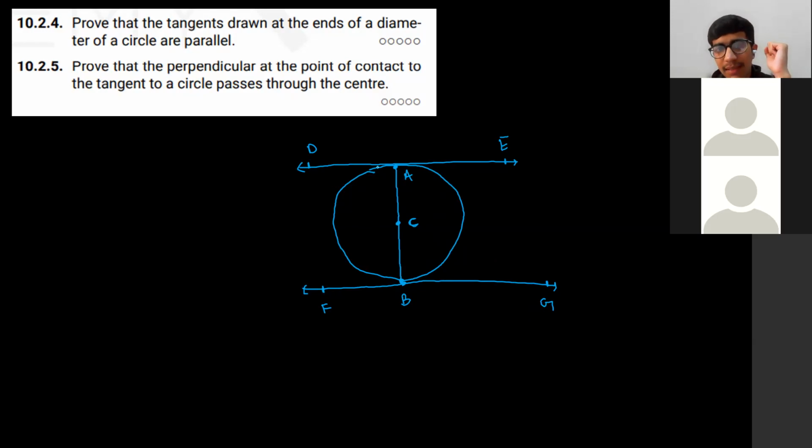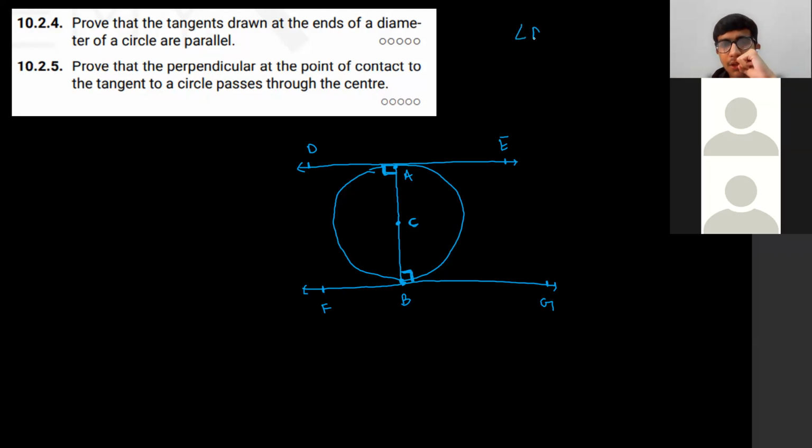Okay, first of all, can I say that this CA will be perpendicular to DE? Because from the previous theorem, I know that the radius is perpendicular to the tangent, right? Yes, sir. Okay. Similarly, can I say that this CB will be perpendicular to FG? Yes, sir.